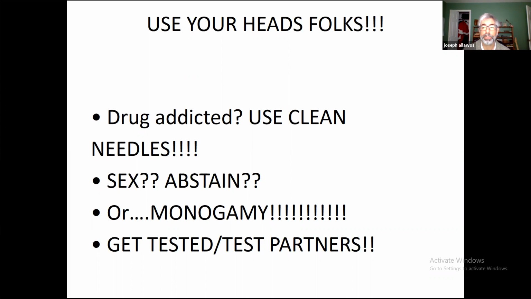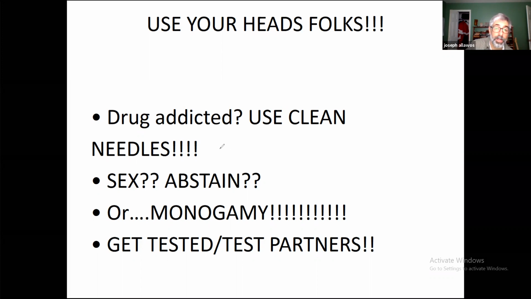The problem really is that if you are a drug addict, you're probably not super concerned about using a clean needle, because again, you're addicted to drugs, and you want your drugs. And so rather than thinking about the needle being clean, you're more likely thinking about getting the drug into your vein. Okay.